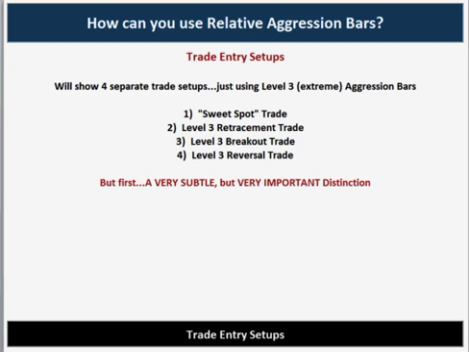Okay. Now we've talked about just some general uses of these relative aggression bars, and I'm going to talk about some other tools in a bit as well. But next, I wanted to talk about some trade entry setups. I'm going to show 4 different trade entry setups, all using these level 3 or extreme aggression bars. And these are just a few of several. We have 15+ trade setups in our member center. But I'm going to talk about the sweet spot trade, the level 3 retracement, level 3 breakout, and then level 3 reversal trades.